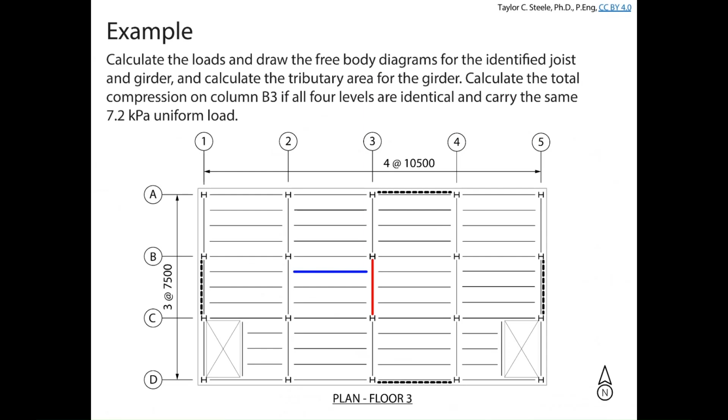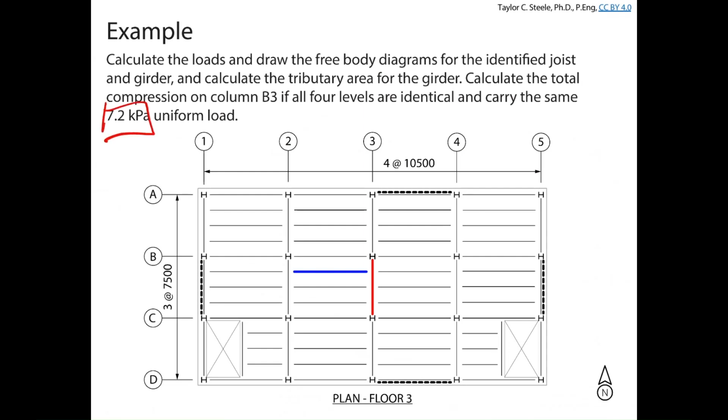Okay, so in this example, we're working with this floor plan, numbered 1 through 5, A through D. We're going to look at this joist, we're going to look at this girder, and if we've got time, we're going to look at column B3 here, and see what the load in the structure might look like for those elements. This floor is carrying a uniformly distributed load of 7.2 kPa. That's just the number I pulled out of thin air. We'll talk about how we can figure out what that number should be over the next couple of weeks.